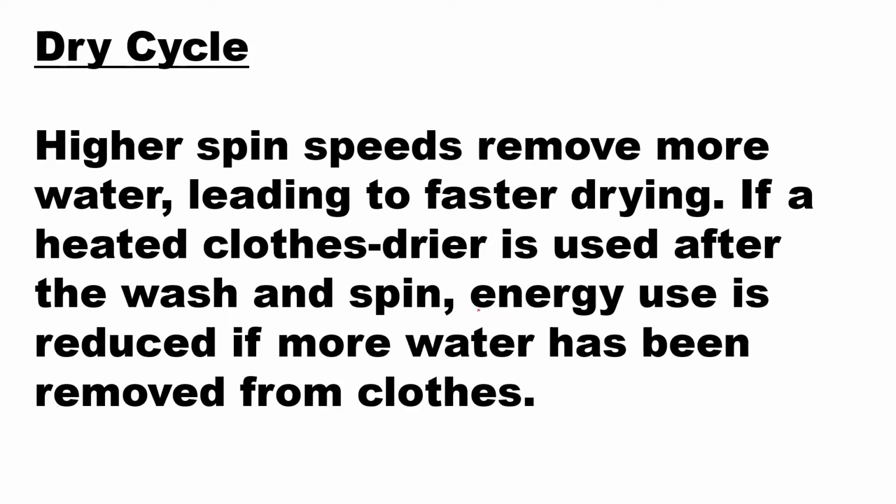Then you have the dry cycle, in which higher spin speeds remove more water. It is spun faster, leading to faster drying. If a heated cloth dryer is used after the wash and spin, energy use is reduced if more water has been removed from the clothes. So on the whole, in the dry cycle, you are aiming to dry the clothes, either by a higher spin, spinning them faster, and by having a temperature which can dry the clothes a little faster.